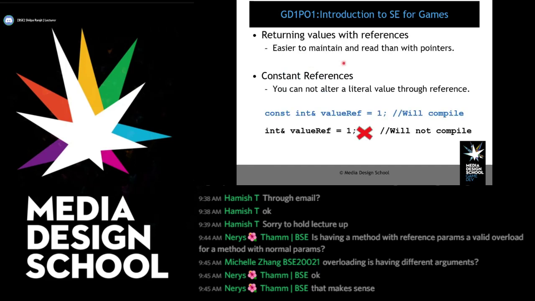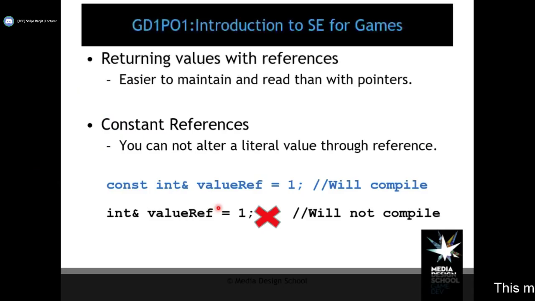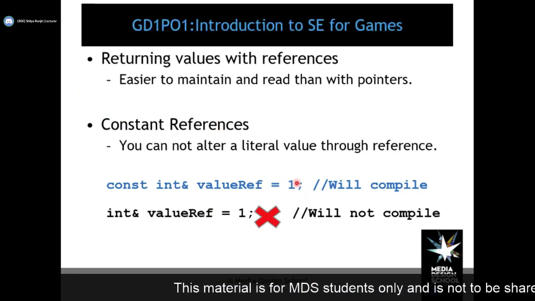So moving on to the next one. We're almost done with references. In the case of references, it's easier to maintain and read than with pointers. All right. And you are allowed to declare constant references. So why would you declare a constant reference? You would declare it if you wanted the reference to point to an actual value.